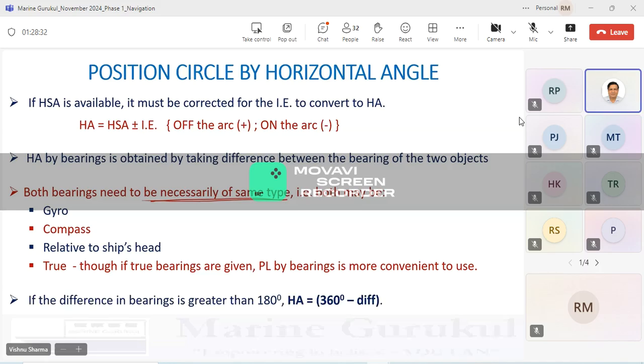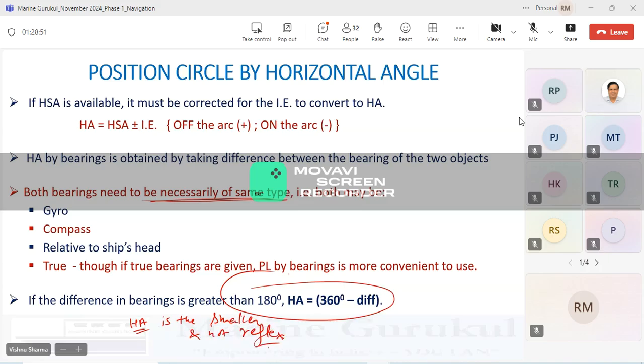If the difference between the bearings is more than 180, then you will subtract the difference from 360. Why is this required? This is required because the first point said that horizontal angle is the smaller angle and not the reflex angle. So it can't be greater than 180. If the difference in bearings is coming more than 180, you subtract the difference from 360, and that will be the horizontal angle, because then you have to get the other angle. Okay, so this is how you can use the bearings to get the horizontal angle.